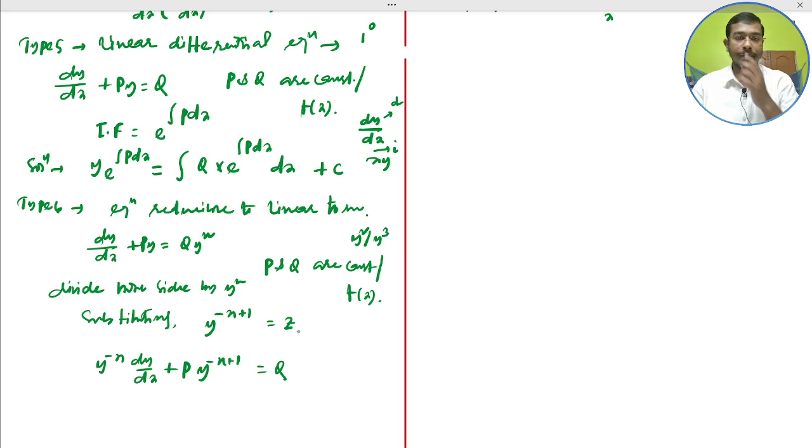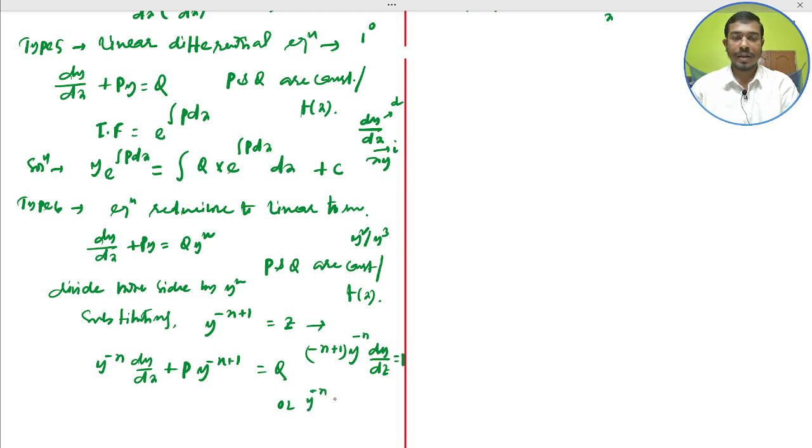Put this value here. Next differentiate both sides. Differentiating y to the power minus n plus 1 gives minus n plus 1 times y to the power minus n plus 1 minus 1, that is minus n, times dy/dx equal to dz/dx.